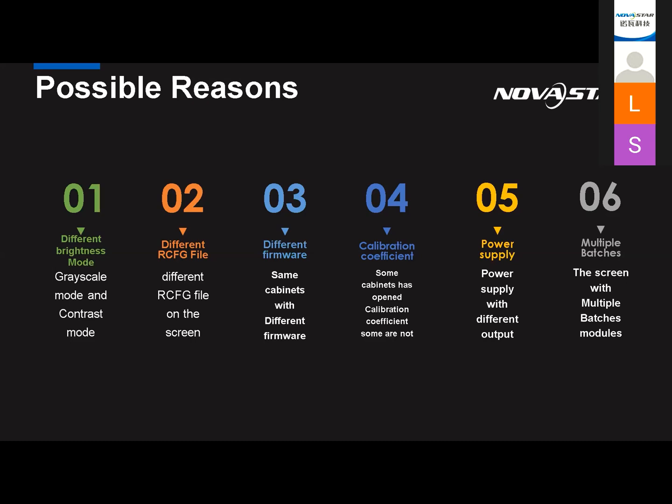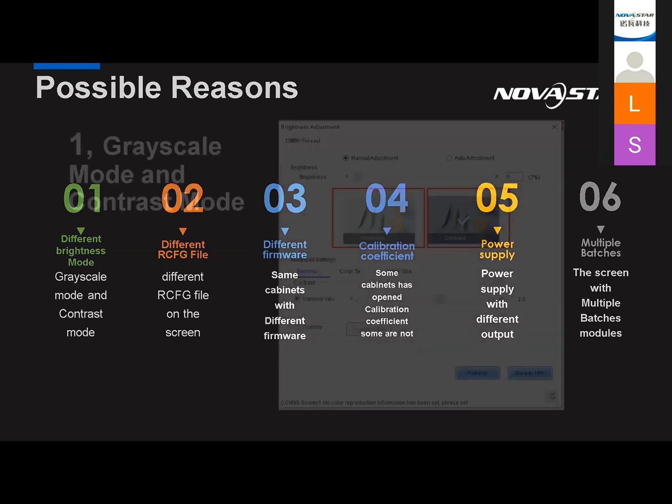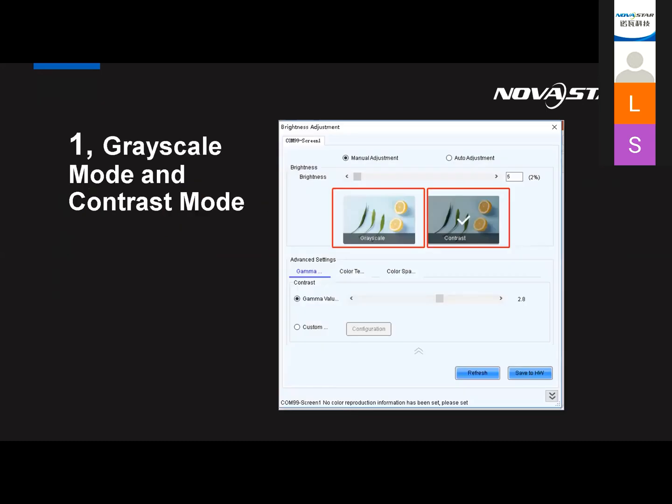Maybe you can take a photo of this picture. Once you meet this issue, you can check one by one, 1, 2, 3, 4, 5, 6. So this is the first one: Nova LCT interface, brightness adjustment two modes. Make sure all the cabinets work in one mode.